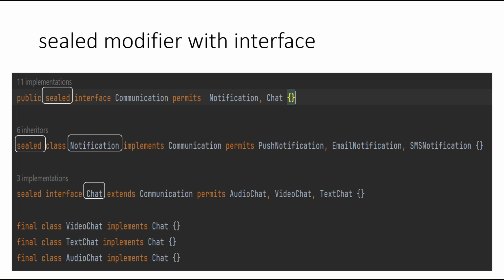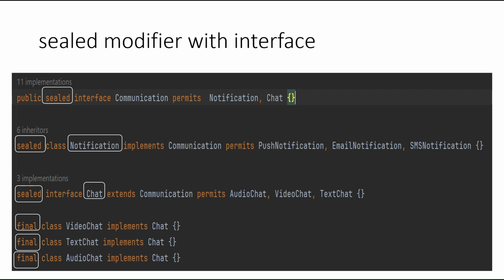The notification class is declared sealed because it is known which classes are going to extend the notification class. The chat interface is also declared sealed because it is already known what the implementation classes of the chat interface are. The implementation classes of the chat interface are declared final.